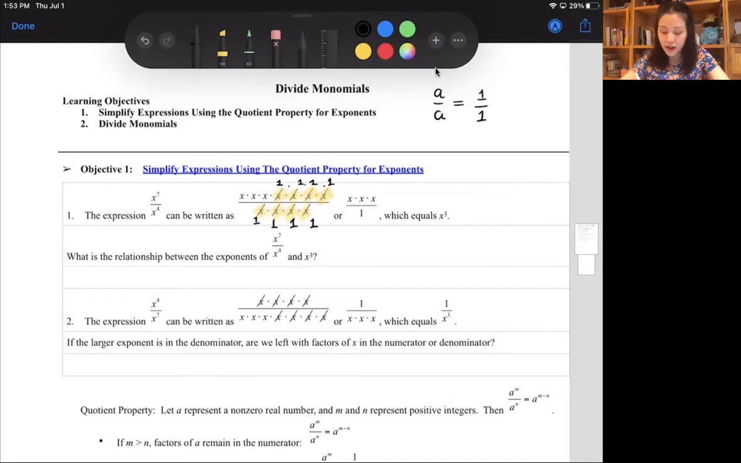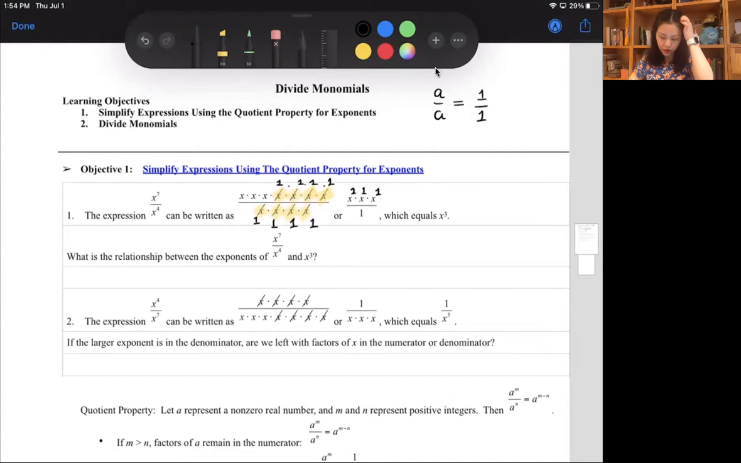So x times x times x, according to the product rules. You can check out my previous video for that. This is x to the first times x to the first times x to the first. According to the product rules, if you have the same base and they multiply together, all you have to do is add the exponents. So 1 plus 1 plus 1 is 3, which is x to the third over 1, which is x to the third.